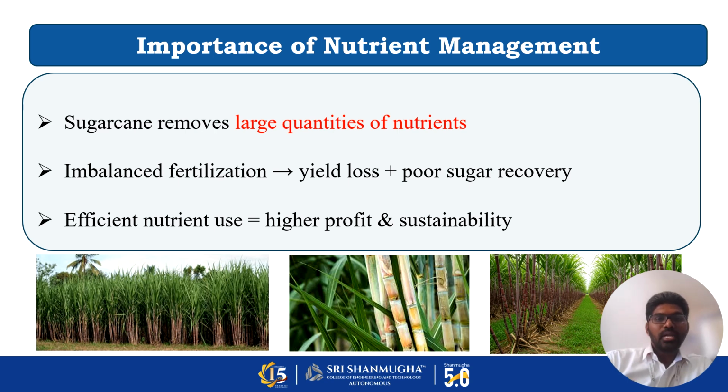Importance of nutrient management: because sugarcane is a long duration crop, its duration generally ranges from 12 to 18 months. Due to the longer duration, it requires a large quantity of nutrients towards crop growth and development. Imbalanced nutrient management leads to losses in yield and poor sugar recovery. Efficient nutrient management helps in increasing the profit, the sustainability of the field and soil, and the yield.